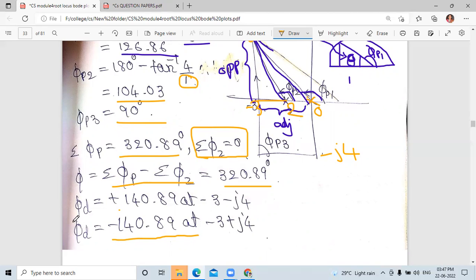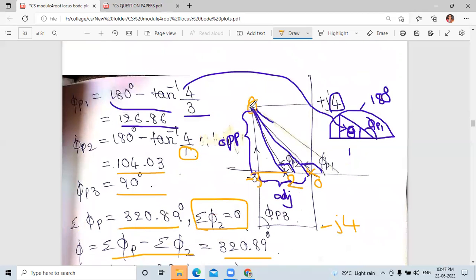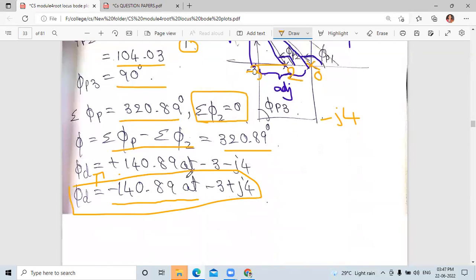So this is the answer we get, and you should write the opposite of this. If we get minus 140.89, you should write plus 140.89 for minus 3 minus j4, because the coordinate we worked with is minus 3 plus j4. We have found the angle of departure for minus 3 plus j4. For minus 3 minus j4, you need to write down the opposite value.